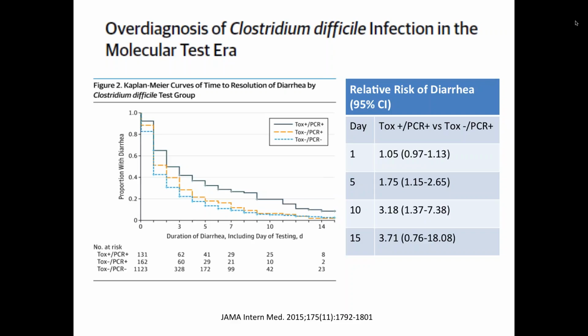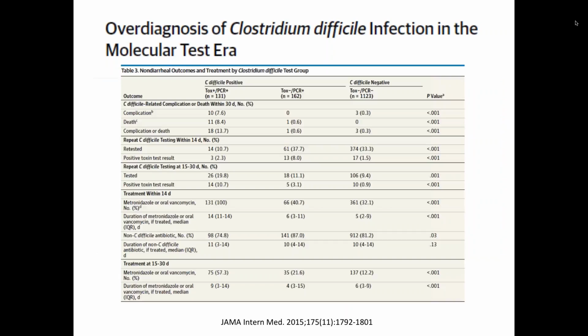Then when they compared statistically the toxin-positive group with the toxin-negative group, there was a significant difference in the risk of ongoing diarrhea at 15 days. Looking at some of their other outcomes, and I'll go through these fairly quickly, as it related to C. diff-related complication or death, they really saw the same thing. The toxin-negative groups behaved very similarly and were statistically significantly different from the toxin-positive groups, even if they were PCR positive or PCR negative. It didn't necessarily matter.